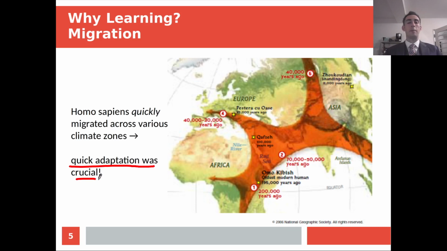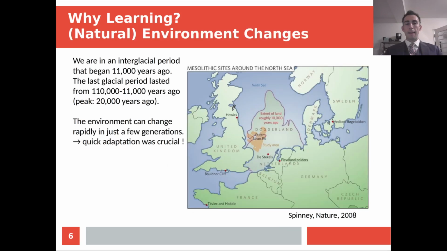You didn't have time, like some animals, to slowly, over thousands or millions of years, change your natural fur and all of this stuff. You had to have learning within individuals and within cultures and societies. Learning and adaptability after birth, so non-genetic adaptability, is one of the things that enabled that quick spread.